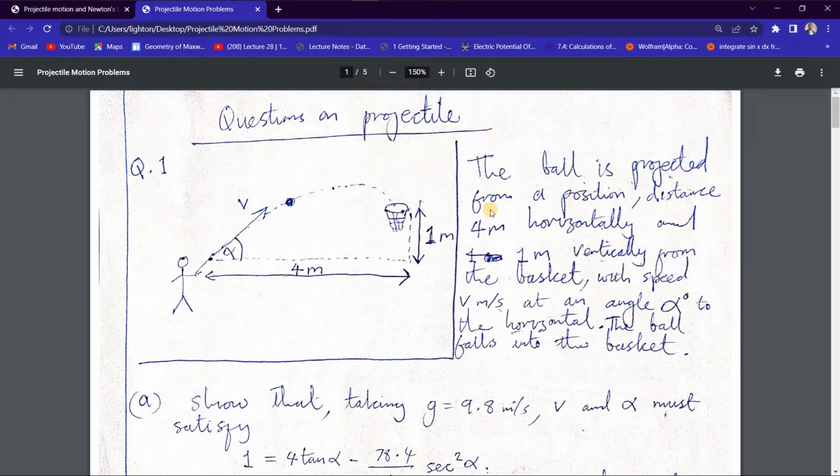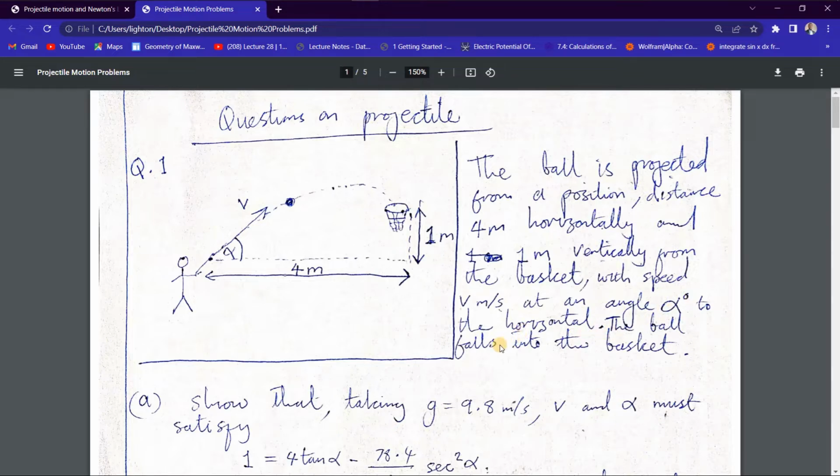the ball is projected from a position a distance 4 meters horizontally. As you can see in the diagram here, it's 4 meters horizontally and 1 meter vertically from the basket. As you can see from the basket vertically going up, it's 1 meter as shown here on the right side. Now this is with a speed of v meters per second at an angle of alpha to the horizontal. So this angle is alpha. Okay, the angle of projection is alpha.